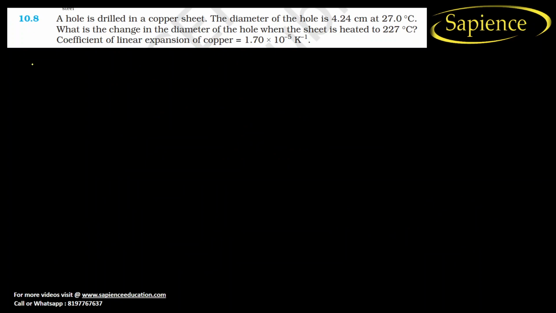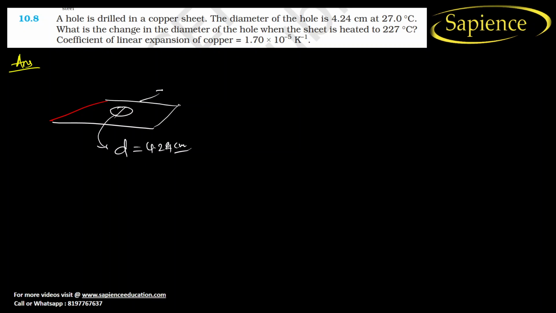Now let us do this question. A hole is drilled in a copper sheet. So let us consider there is a copper sheet, and a hole is being drilled like this with the driller. The diameter of the hole is 4.24 centimeter, at a temperature of 27 degrees Celsius. Now what is the change in diameter of the hole when the sheet is heated to 227 degrees Celsius?